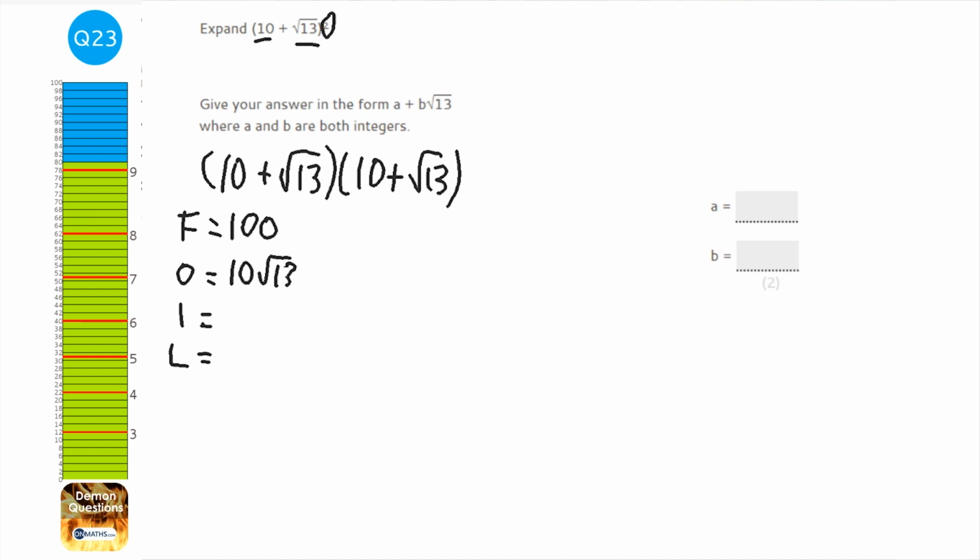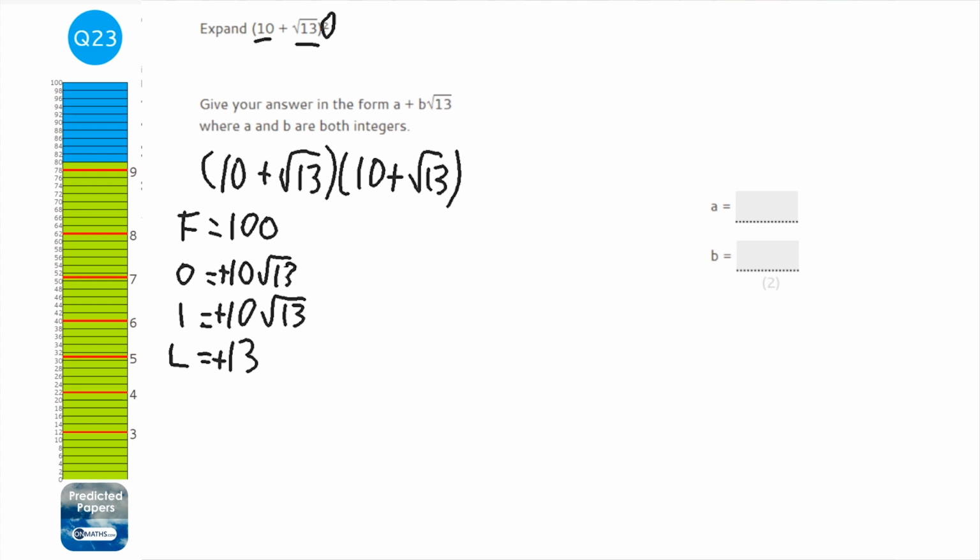Okay, so inside, which is root 13 times 10, which again we write as 10 root 13. And last, which is root 13 times root 13. Now, anytime you times a root by itself, it just becomes the number. So it's technically root 169, which is 13. Okay, so all of these are pluses because there's no minus in it.